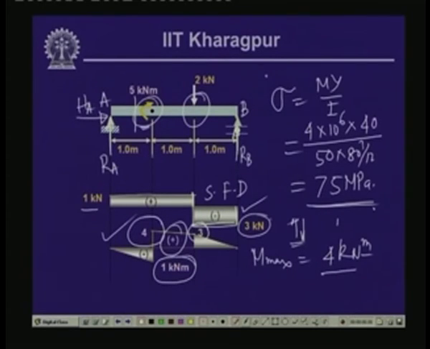Because of this we will have compression at the top and tensile stress at the bottom. So, this bending causes a bending stress of 75 MPa, which is located just right of the concentrated moment, and we have a magnitude of negative, which is a compressive stress at the top and a tensile stress at the bottom.